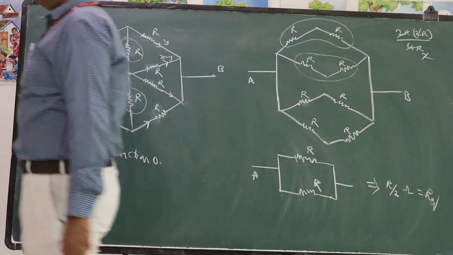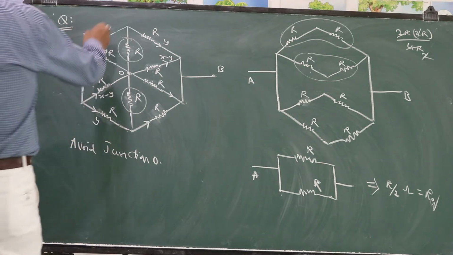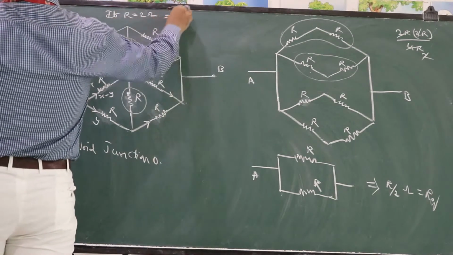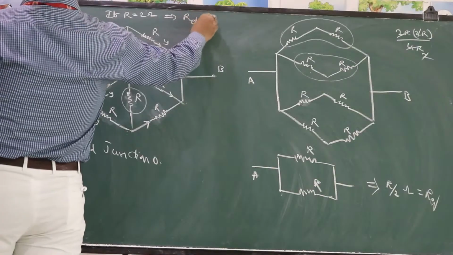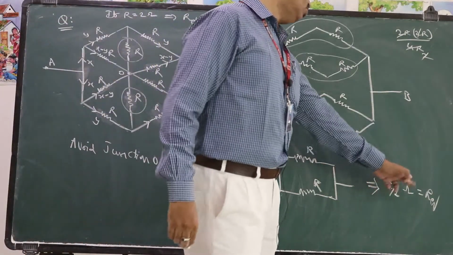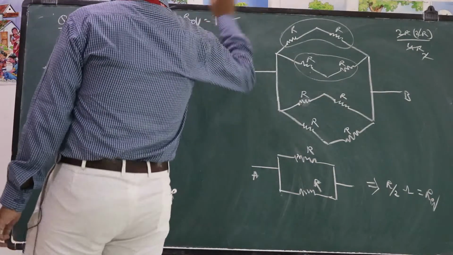It's very, very simple. R by 2 ohms. Sometimes they will give, if R is equal to 2 ohms, R equivalent is equal to how much? In that case, substitute 2 here, 2 by 2, 1 is the answer. R equivalent will become 1 ohm.